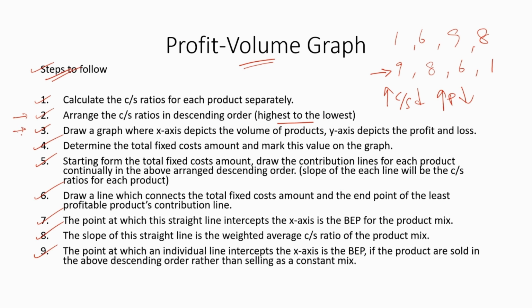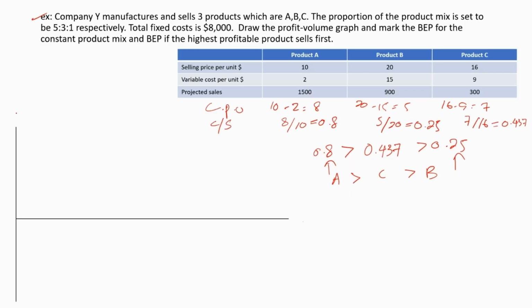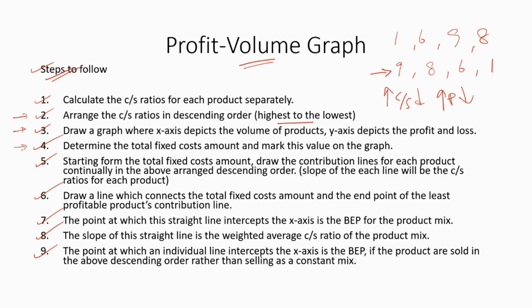The third step, draw a graph where x-axis depicts the volume of products, y-axis depicts the profit and loss. So we have the graph here. Y-axis depicts the profit and loss, and this is 0. X-axis depicts the volume. The fourth step, determine the total fixed cost amount and mark this value on the graph.